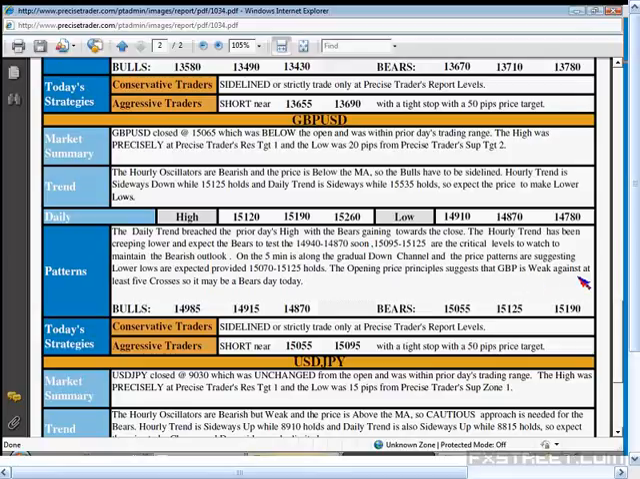The opening price principle suggests that GBP is weak against at least 5 crosses, so it may be a bad day today. So overall, what again we are saying is the pound is weak against about five other crosses. So as a result, the pound is expected to weaken. When we mention this, you must understand also that this assumption or projection can be valid at least for the next couple of hours. It doesn't mean that it must last for the whole day, but at least for the next 6 hours, this statement should be valid or supportive.